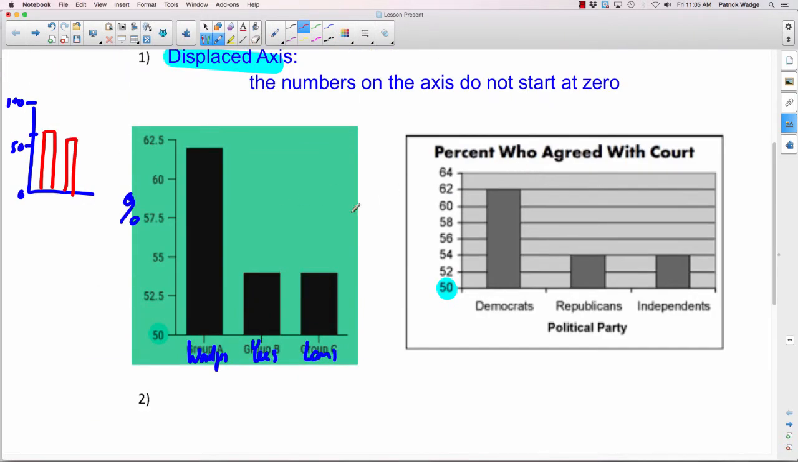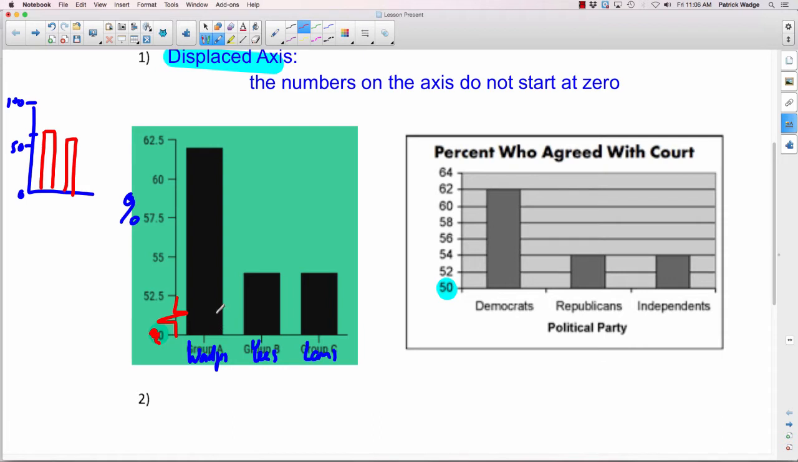So I would say that's the most common way that graphs are made misleading. Remember, if you are going to start at a number other than 0, you should be putting this broken line to show people, hey, careful when you read this graph. I'm not starting at 0.